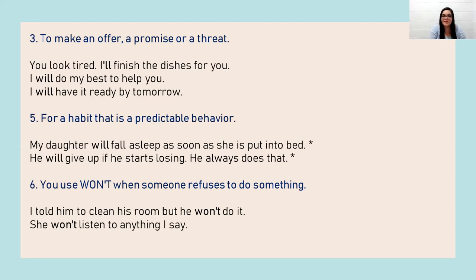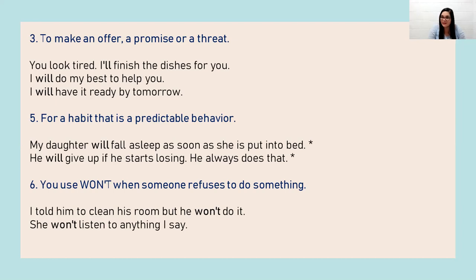Next one, for a habit, that is, predictable behavior. My daughter will fall asleep as soon as she is put into bed. He will give up if he starts losing. He always does that. And I made these two sentences have a star at the end because this is also a way some grammarians will call these sentences a present statement in a very formal way.